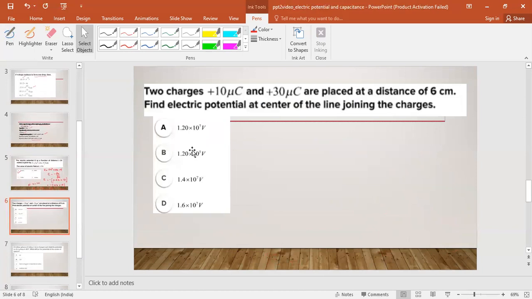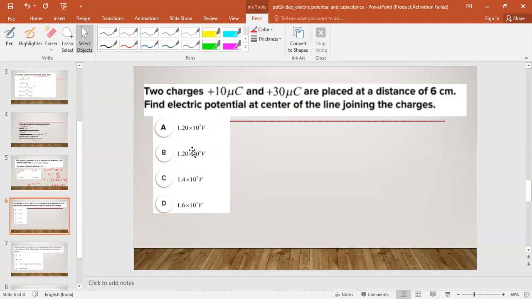Second question. Two charges, plus 10 microcoulomb and plus 13 microcoulomb, are placed at a distance of 6 centimeter apart. Find the electric field at the center of the line joining charges. Find the electric potential at the center of the line joining charges.